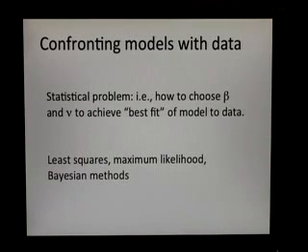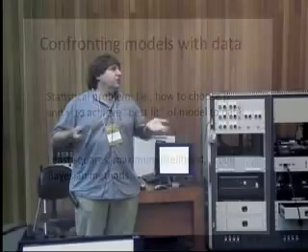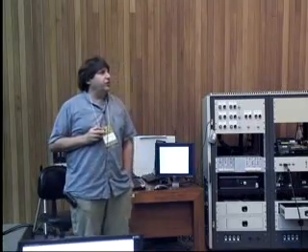Okay, so let's bring in some data. I want to so-called confront our SIR model with data. So what that means is we need to choose beta and nu to somehow achieve a best fit of our SIR model to data. Now, many books are written about this. How do you choose beta and nu? The old-fashioned way of doing it is least squares. But nobody really uses least squares anymore. Many people use maximum likelihood methods. And this is sort of a whole class of methods.